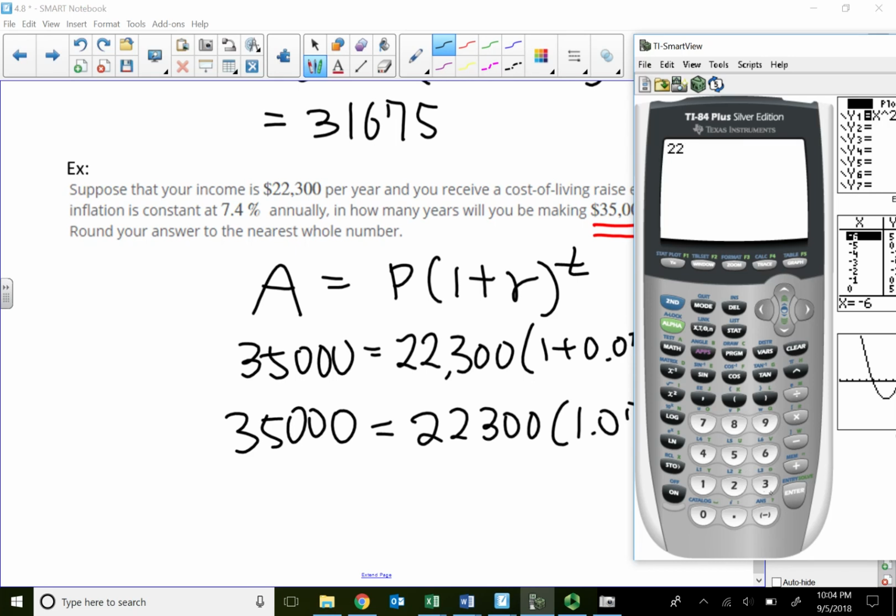So 22,300 times 1 plus 0.074 raised to the first power. So that would be 23,000, right? So let's keep going. So here's the way how you do it. If you use a scientific calculator, just scroll back up and it'll allow you to edit the 1 year to other numbers. But for a graphing calculator, I gotta press second entry. Change my cursor right here, changing that 1 to a 2. That's 25,000.